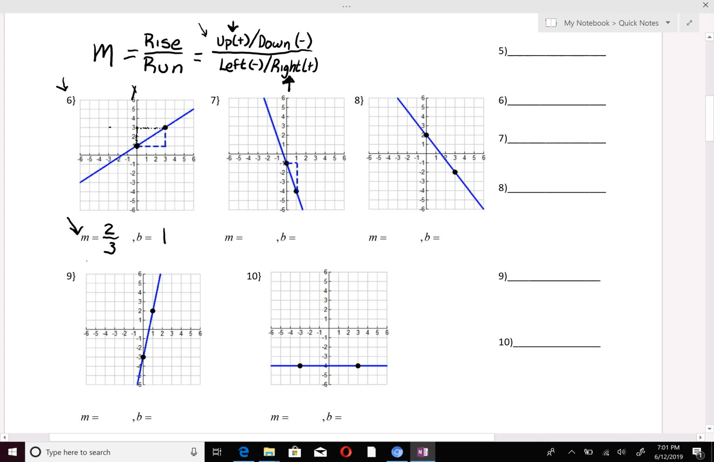So still respecting y equals mx plus b, we'll put our equation all together. So y equals, our m is 2/3, x always comes into play, and then since we have a positive 1, it's plus 1.